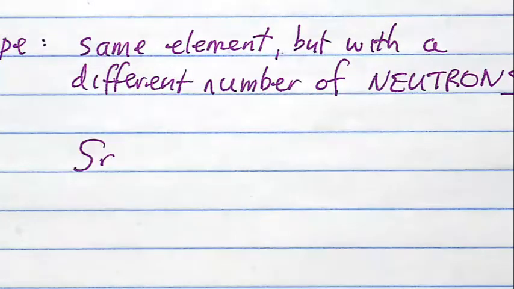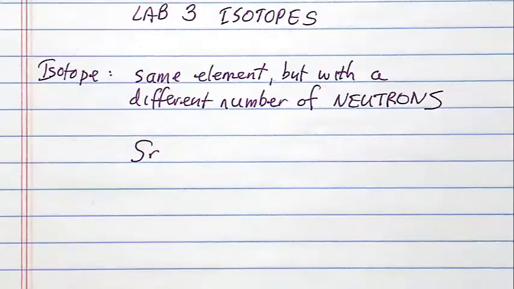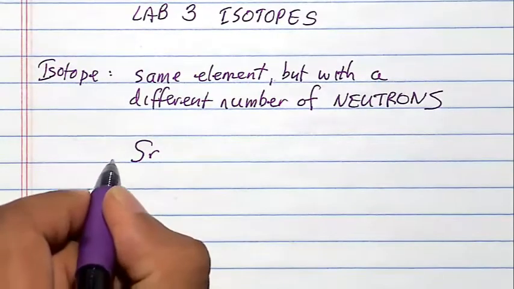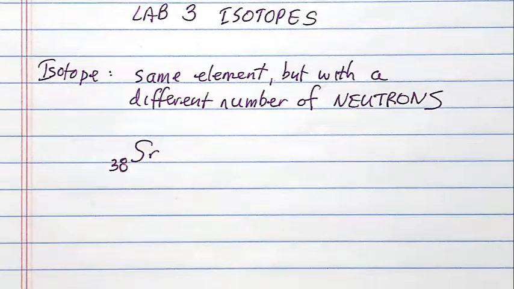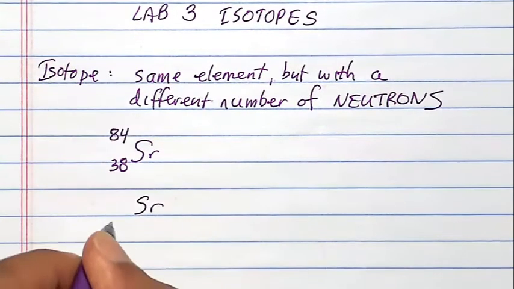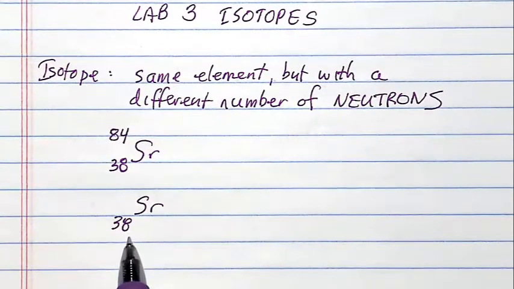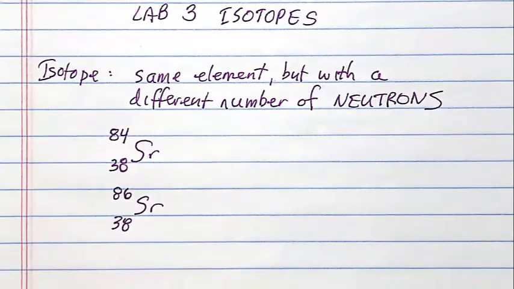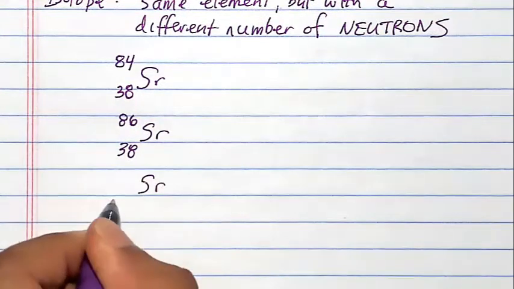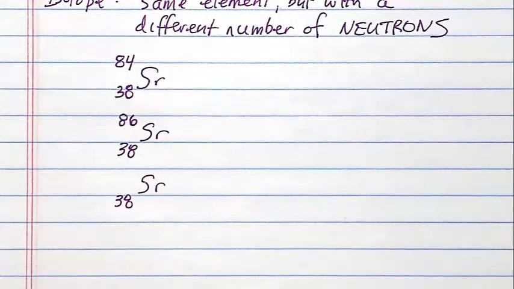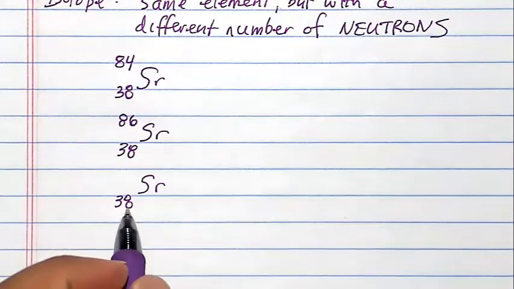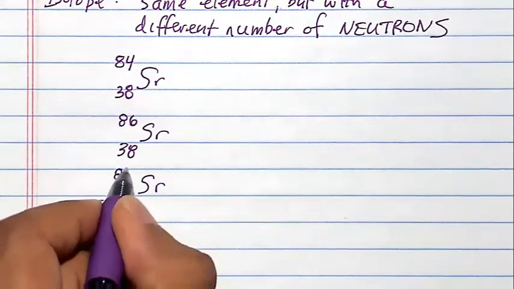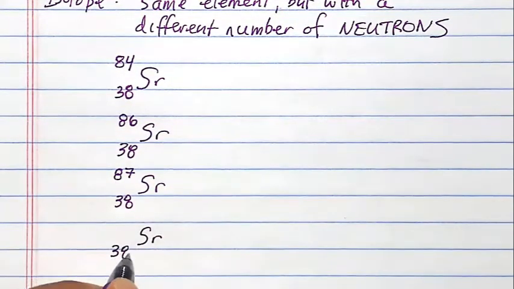So strontium actually has 5 isotopes. Those isotopes are strontium-38, which is the atomic number, and one of its isotopes is 84. There's another isotope of strontium. It still has the atomic number 38, which is the number of protons, but in this case, we have an isotope that's 86, so strontium-86. And then we have strontium, still going to be 38 because that 38 defines the element strontium. We have a strontium-87, and then we have a strontium-88.